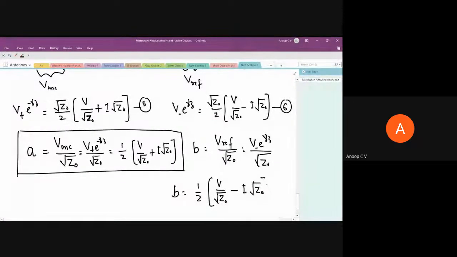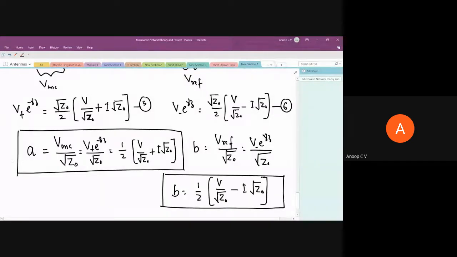1 by 2 V by root Z naught minus I times root Z naught. This is how I can, so this A and B, right? So in S parameter equivalent, what will happen is B will be represented as S times A. A is some incident quantity. We don't know what that quantity is. It's not voltage, it's not current, but I'm telling you it has something to do with the power, incident and reflected power. A is related to incident power and B is related to reflected power, but we don't know what that relation is.